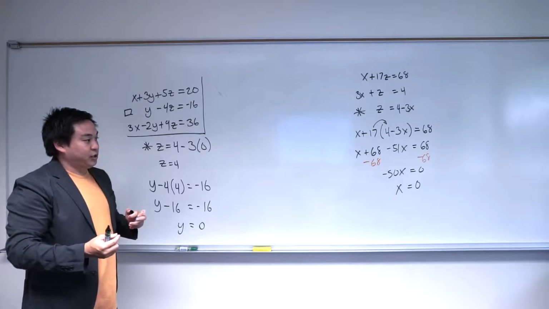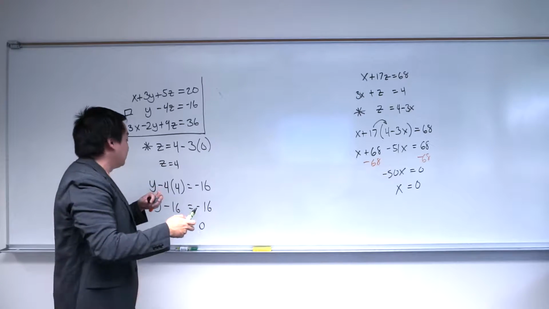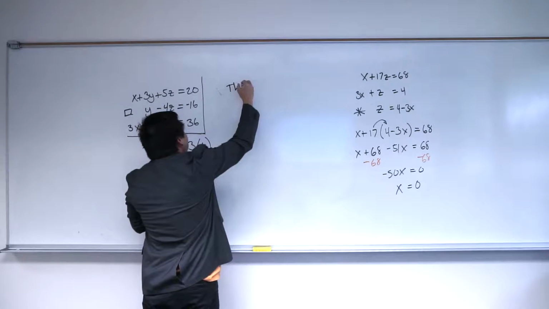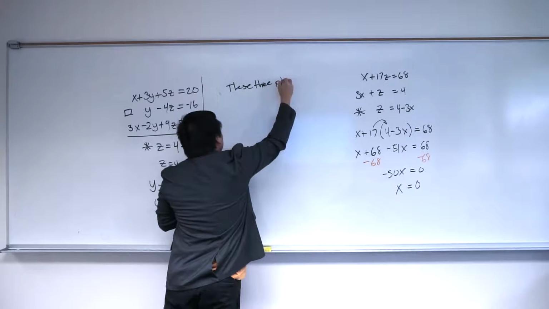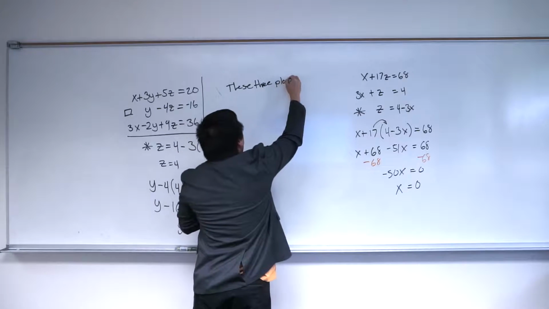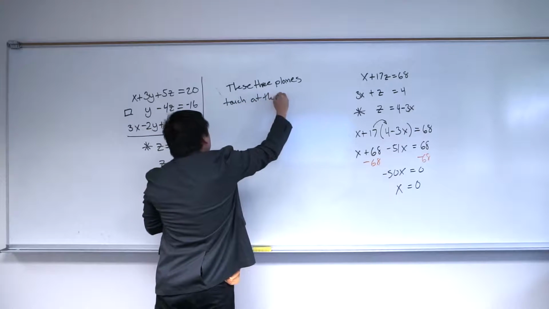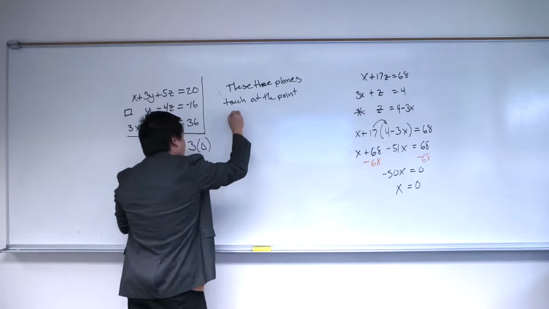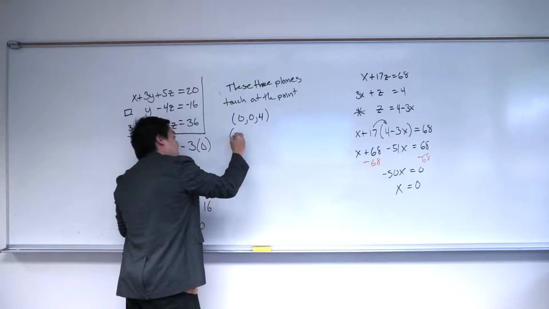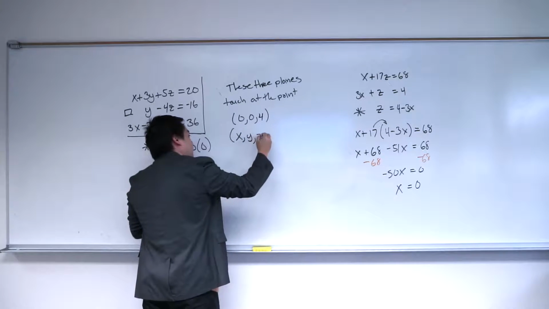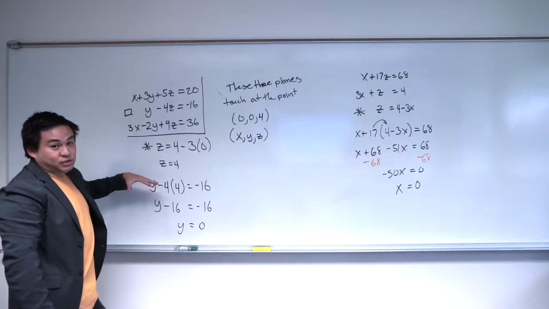So just like in your 2 by 2 system, we always want to write out how they interact with each other or where they touch. So these 3 planes touch at the point 0, 0, 4. And this is written as x comma y comma z. Okay. So this is the substitution method.